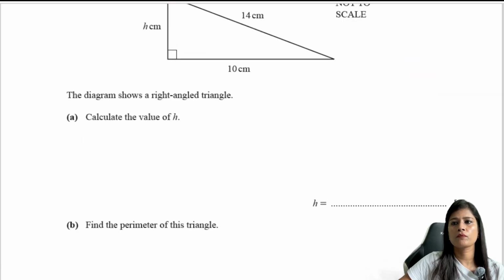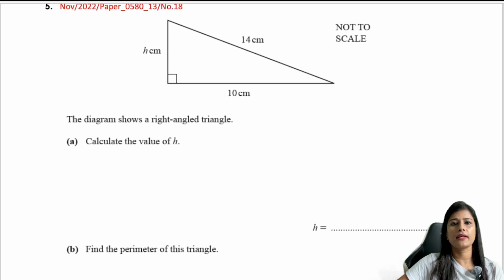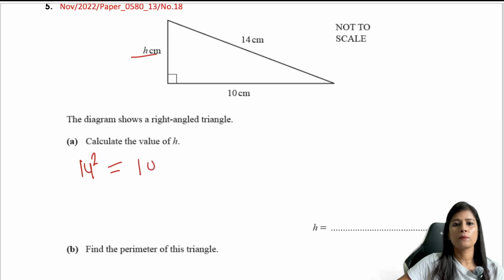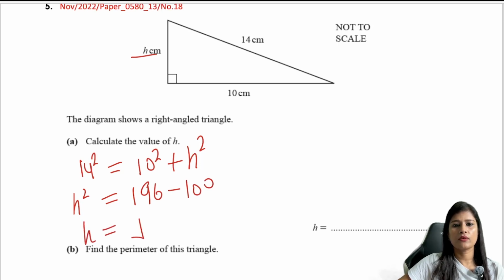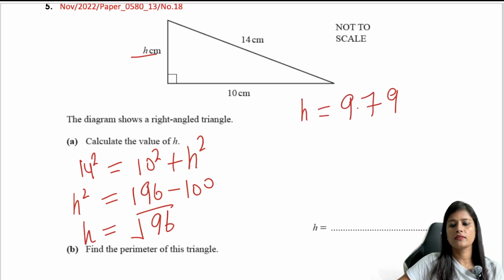Question number 5: this is a right angle triangle given to us, and we calculate the value of h. This question we can solve with the help of Pythagoras. We know that the hypotenuse 14 squared is base squared plus perpendicular h squared. So h squared will be 14 squared, which is 196, minus 10 squared, which is 100. So h will be the square root of 96. So the value of h will be 9.79, approximately 9.8 centimeters.